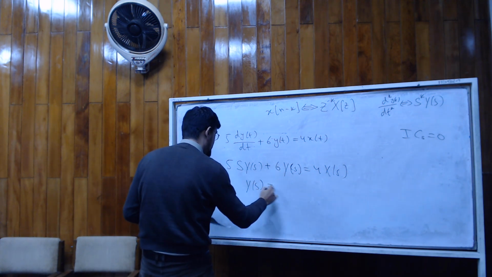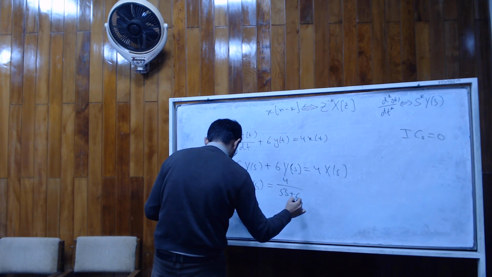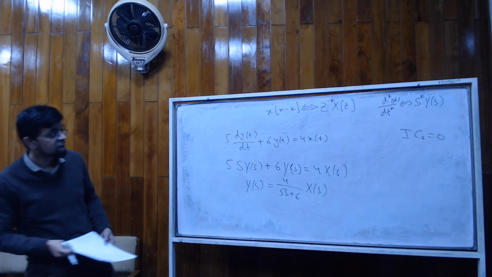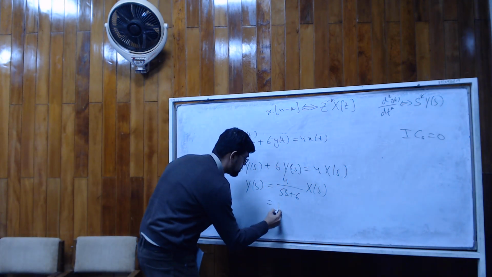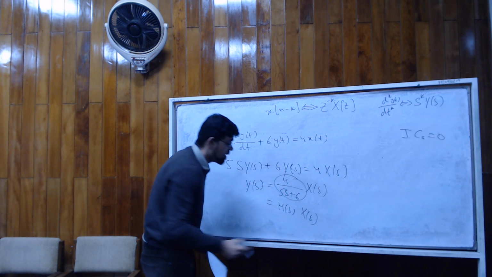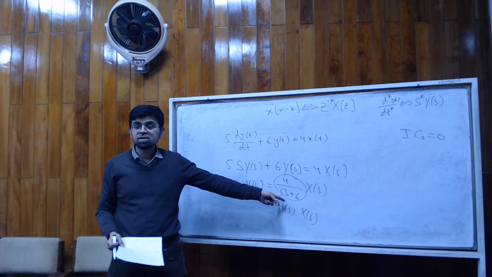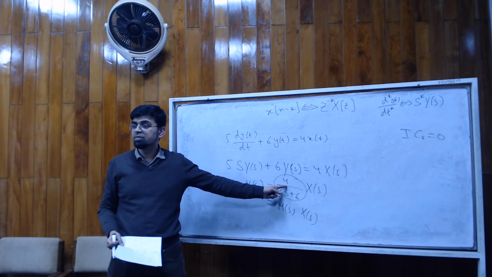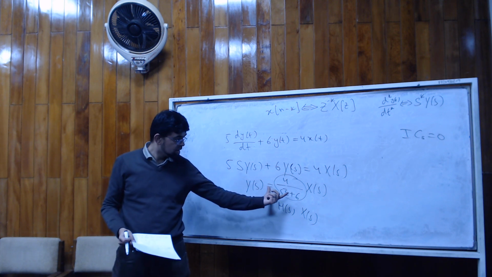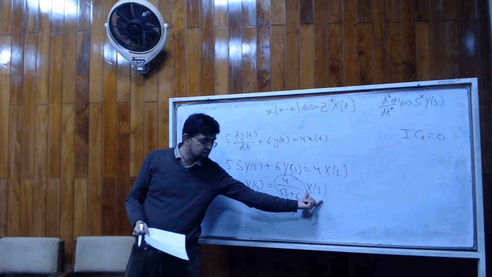You can take the Ys common, and this will lead to 4 over 5s plus 6 times Xs. Just like that, it's now this product of Hs, which is this thing, times Xs. And even without special partial fraction expansion, you can just use the inverse Laplace table to simply write it directly. To get the full thing, of course, you need what Xs is.